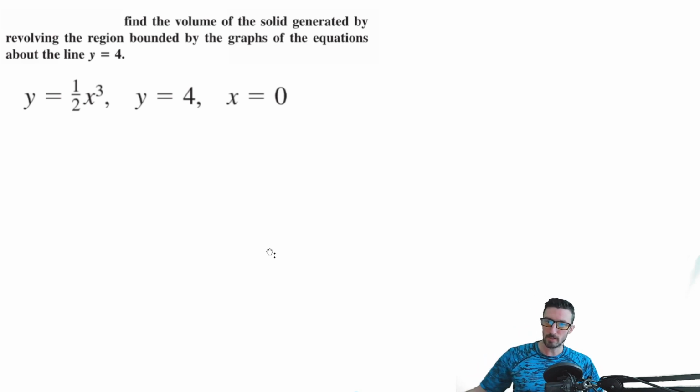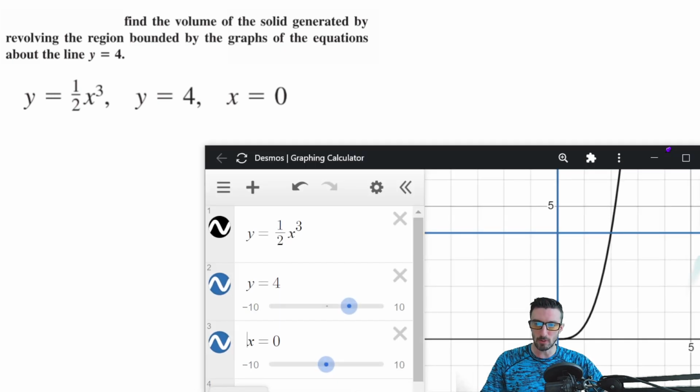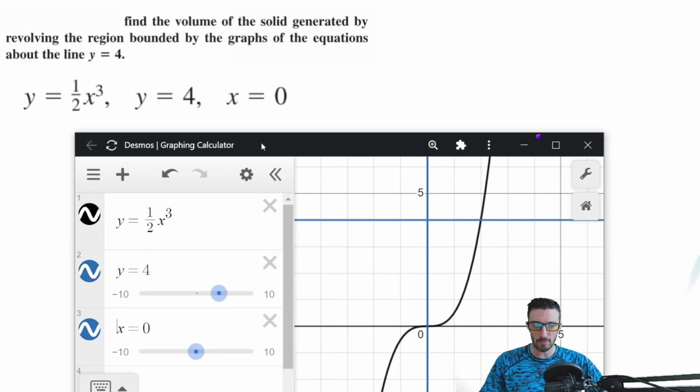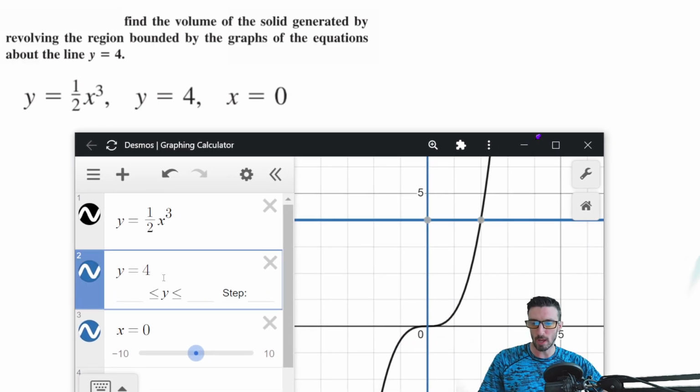All right, we're being asked to find the volume of the solid generated by revolving the region bounded by these three graphs about the line y equals 4. Okay, so let's fire up a graph. We got 1/2 x cubed. I also graphed y equals 4.